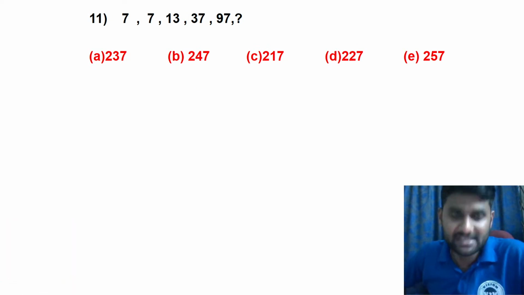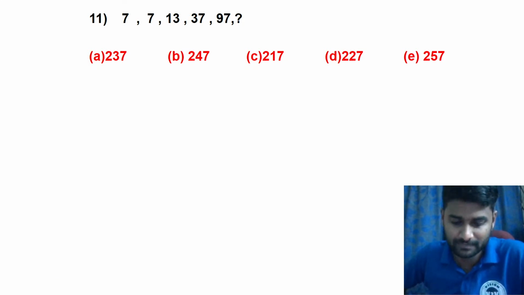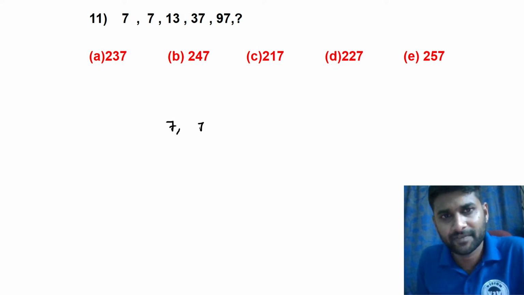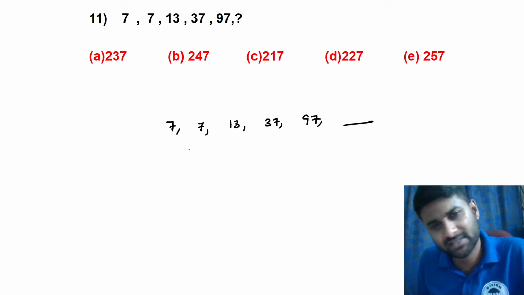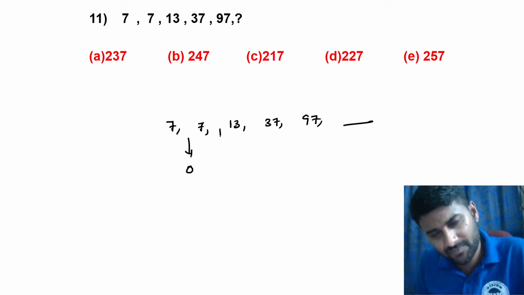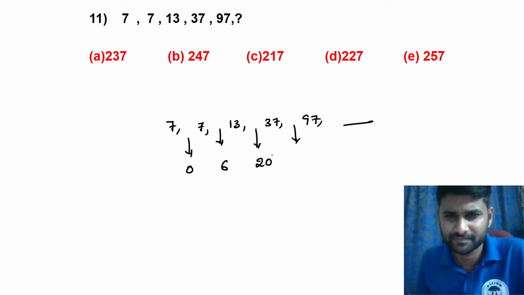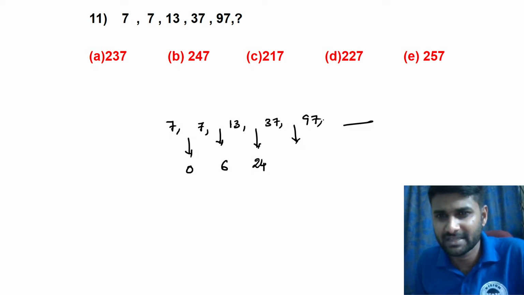Next. 7, 7, 13, 37 and 97. Identify the series. Here the numbers are 7, 7, 13, 37, 97. Next number, see, you can see the difference is 0. You can see the difference is 6. Here you can see the difference of 20. And here you can see the difference of, sorry, 37 means 24. The next number, it's 0 units.